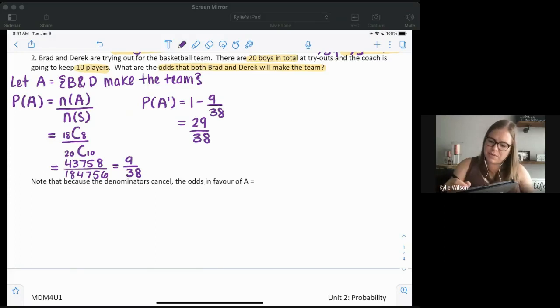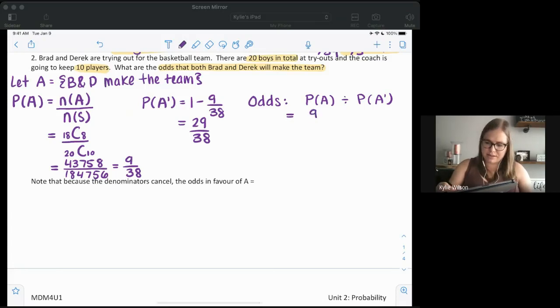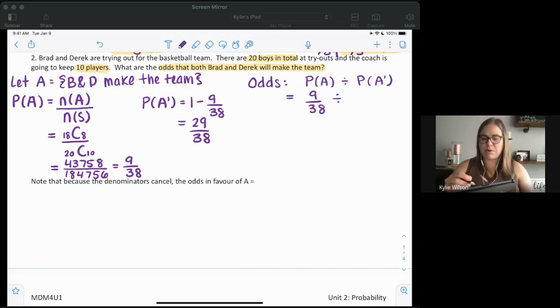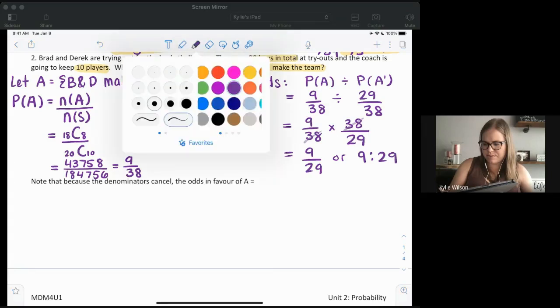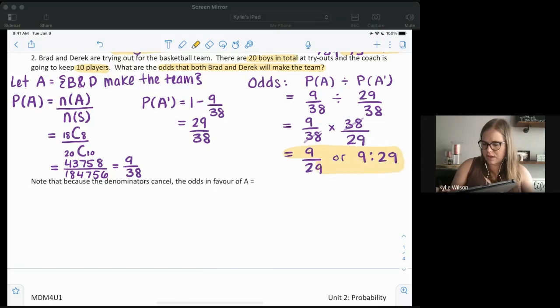Okay, so now we'll find our odds. To find odds in favor, probability of the event happening divided by the probability of the event not happening. So our probability of the event happening, 9/38, divided by the probability of the event not happening, 29/38. Then for fractions, we flip the second one and multiply. Again, you're noticing that those denominators cancel. So we get 9/29, or we can express it as a ratio. Either of those would be absolutely fine answers.